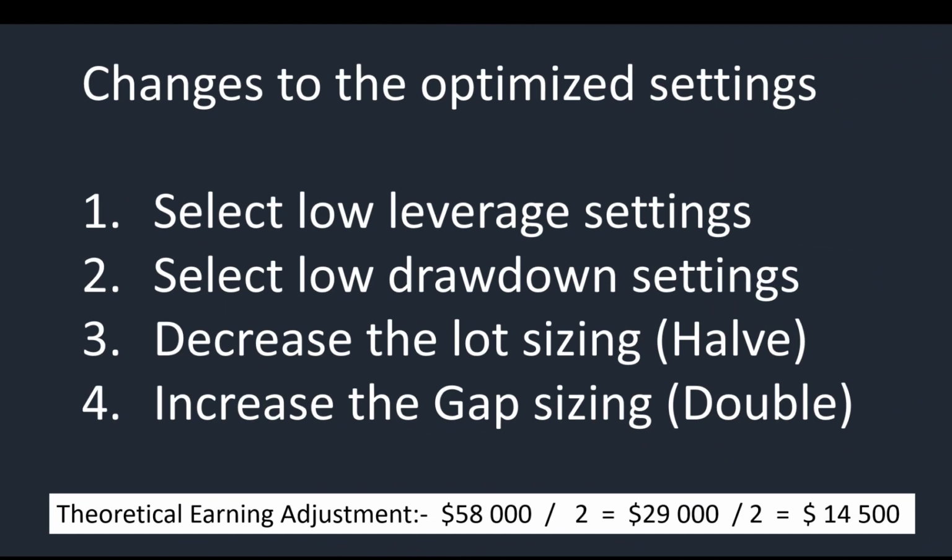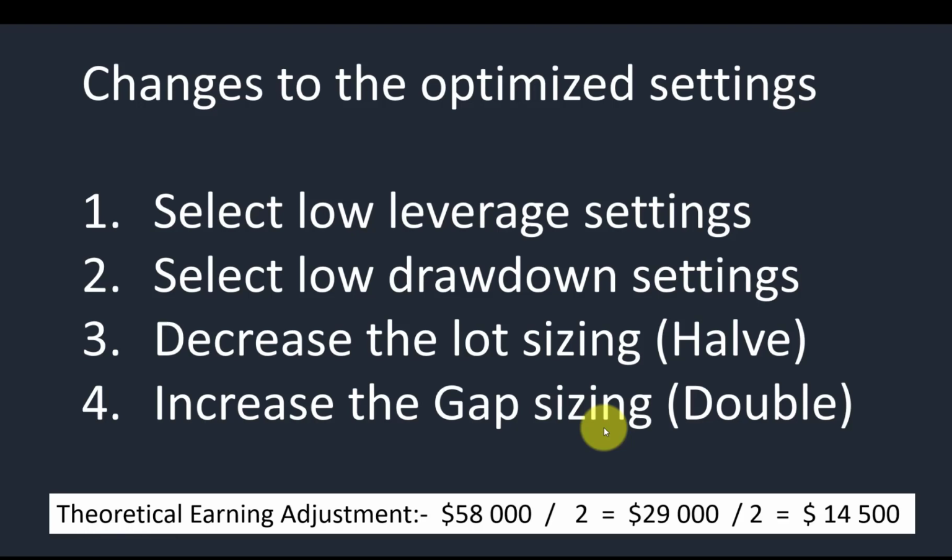Okay, so just to orientate you, we are at the stage where we are making changes to the optimized settings. The first change is to select low leverage settings. Most traders use the high leverage settings, and then to select low drawdown settings, which you've seen me do. Now, specifically for the profit retriever, to decrease risk, and this is what a lot of traders don't do, you need to halve the lot sizing, and I'll show you how we do that. And to decrease risk, you also need to increase the gap size. The bigger the gap size, the less risk.